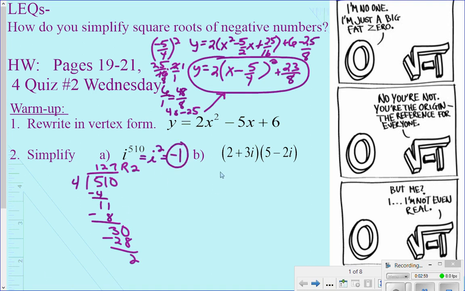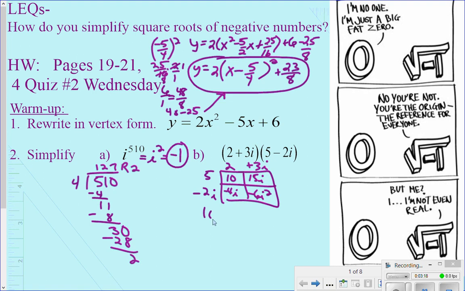Next, we're going to multiply these two binomials. We have 2 plus 3i, and we have 5 minus 2i. So 5 times 2 is 10. 5 times 3i, 15i. Negative 2i times 2 is negative 4i, and negative 2i times 3i is negative 6i squared.